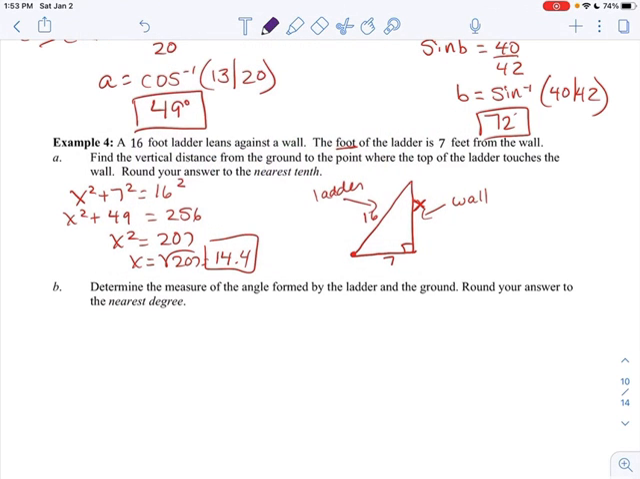Now for the second part, I want to find the measure of the angle formed by the ladder and the ground. So I want to find x down here. I'm going to use the 7, which is adjacent, and the 16, which is the hypotenuse. So because of that, I'm going to use cosine. Cosine of x equals 7 over 16. I'm trying to solve for x, so I have to get rid of the cosine. You're going to use that inverse. So second cosine, 7 divided by 16. All right, so second cosine, 7 divided by 16, and I get 64 degrees.